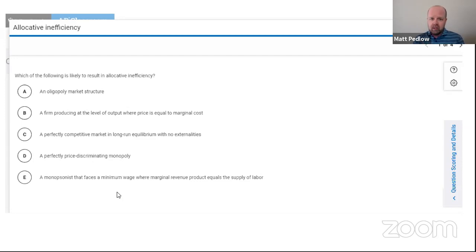An oligopoly market structure. Oligopolies are markets with few firms. They are not going to set the price where it's allocatively efficient. They don't have to. They have market clout. So they're going to set a higher price. So A is the answer. It's inefficient. We're not socially efficient because they're going to charge a higher price and produce a lower quantity, and there would be a deadweight loss created.